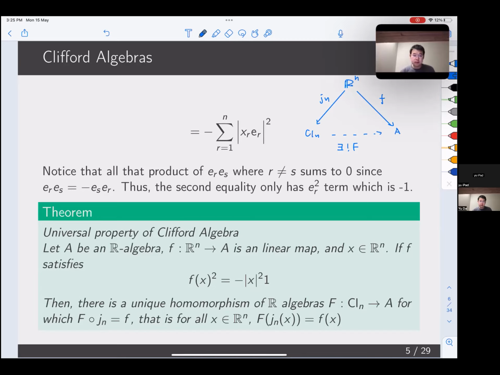So here's the universal property of Clifford algebras. If we have A as an R algebra and there's a map f from R^n to A satisfying that f(x) squared is negative the norm of x squared, then there's a unique homomorphism F from Cl_n to A such that F composed with j_n is the little f.